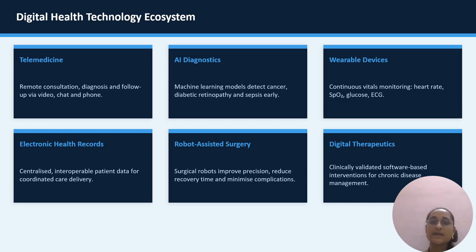Then the second one is AI diagnostics. Machine learning models detect cancer, diabetic retinopathy, and sepsis early. AI can scan X-rays, MRIs, and lab results to spot disease faster and more accurately than humans alone, especially in early stages.